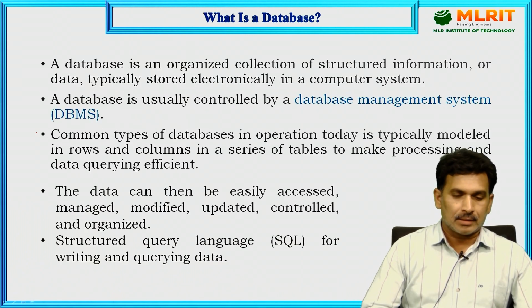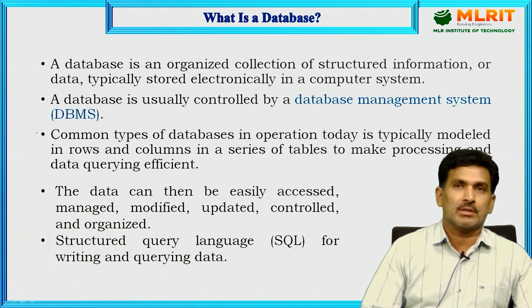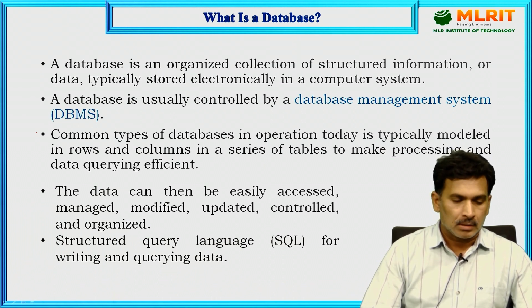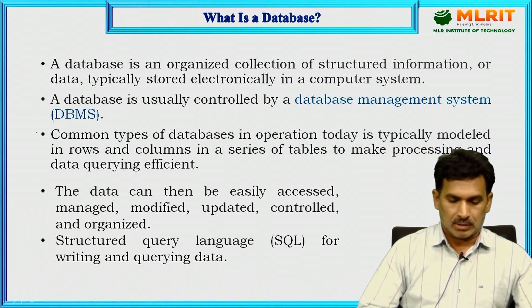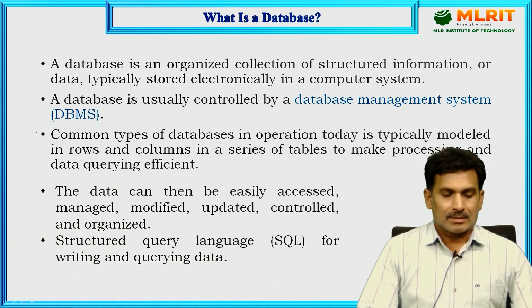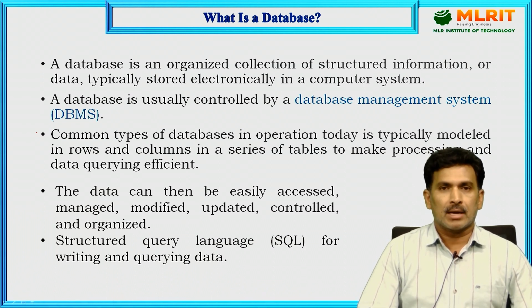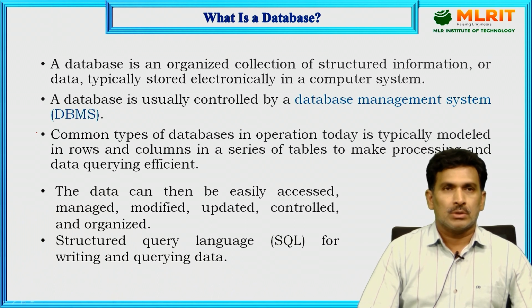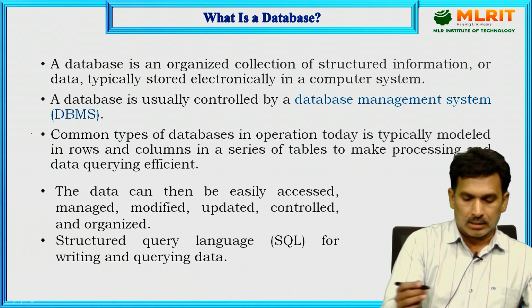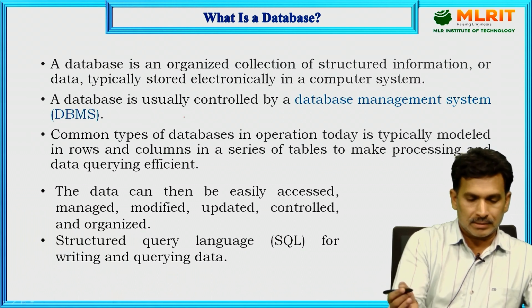So let us recall what a database is. A database is an organized collection of structured data, typically stored electronically in a computer system. A database is usually controlled by a database management system. In short, we can define a database management system as a collection of interrelated data and a set of programs used to manage that data.